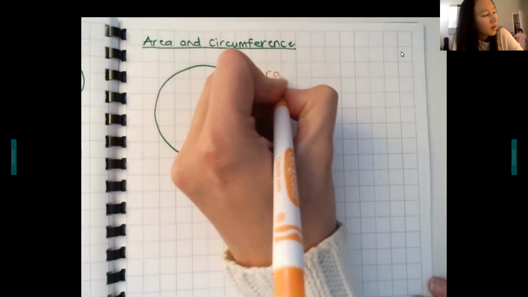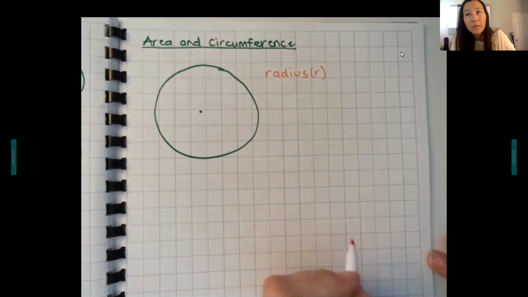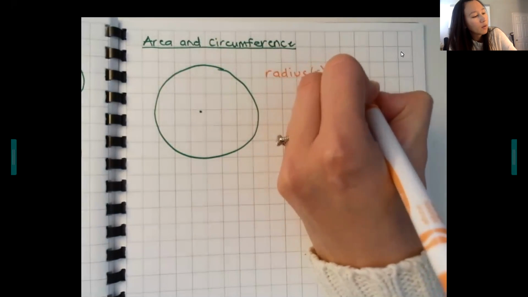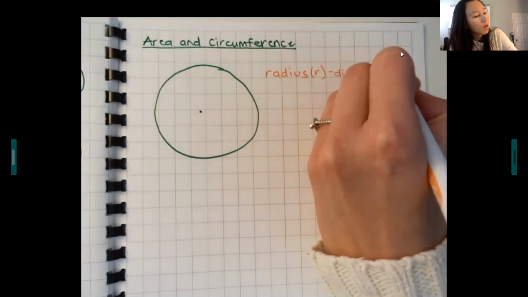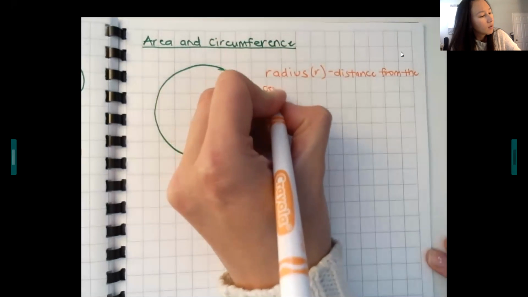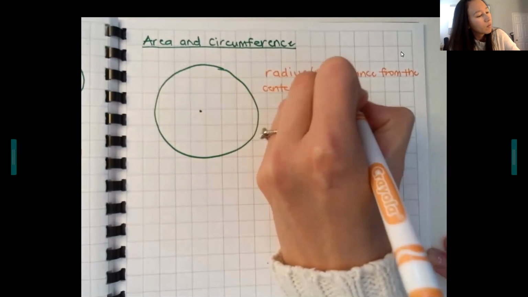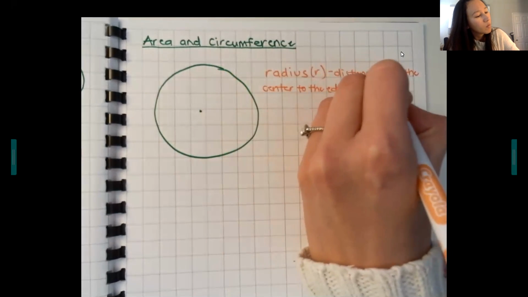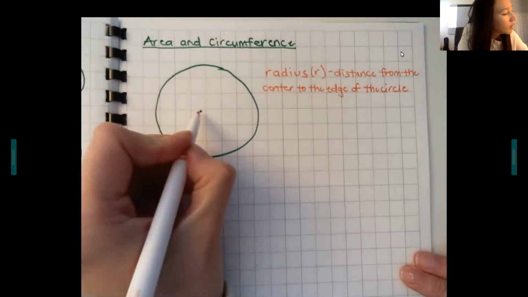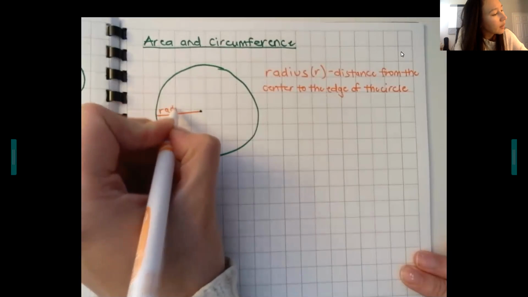Okay, so we're going to be talking about the radius, which we use r to represent, and that's the distance from the center to the edge of the circle. So here's the center to the edge. This is your radius.